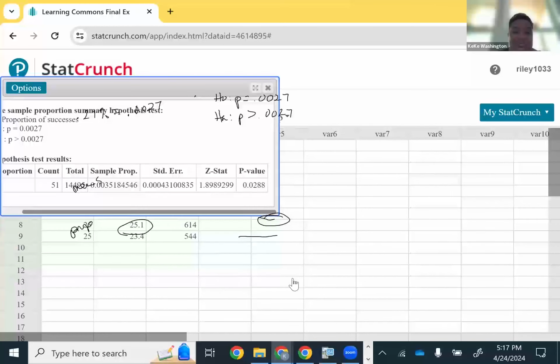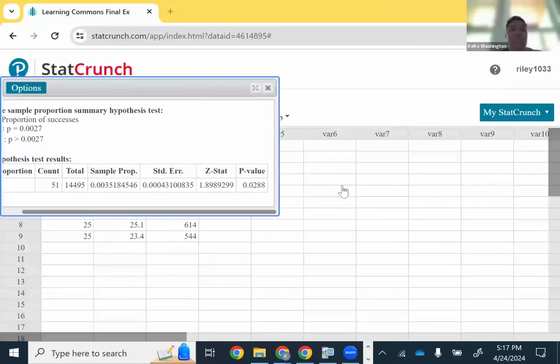Again, alpha was not stated, so we're using standard alpha at 5%. Since my p-value is less than my alpha, we are rejecting the null, which says we do have enough evidence to support the alternative, which says that it is greater than for Aboriginal prisoners. Okay. Our data is statistically significant because there is something that happened within my data that made me question my null hypothesis and believe the alternative was true.